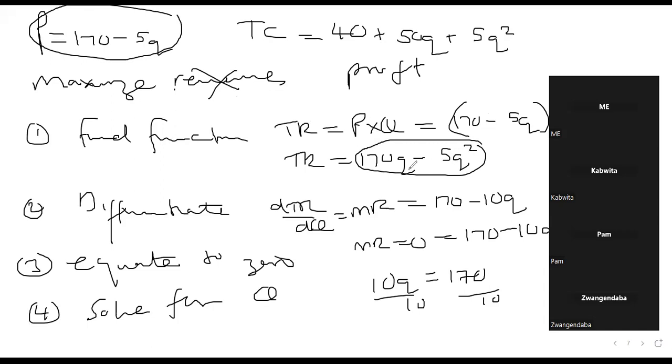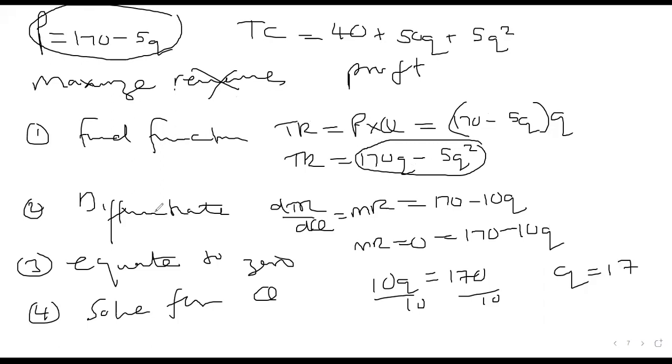Okay, then that is the first step. Then step 2, we differentiate the TR by the Q. So 170Q becomes 170. 5Q squared, remember from our calculus class, is 10Q. Do you remember how to differentiate? Yes.